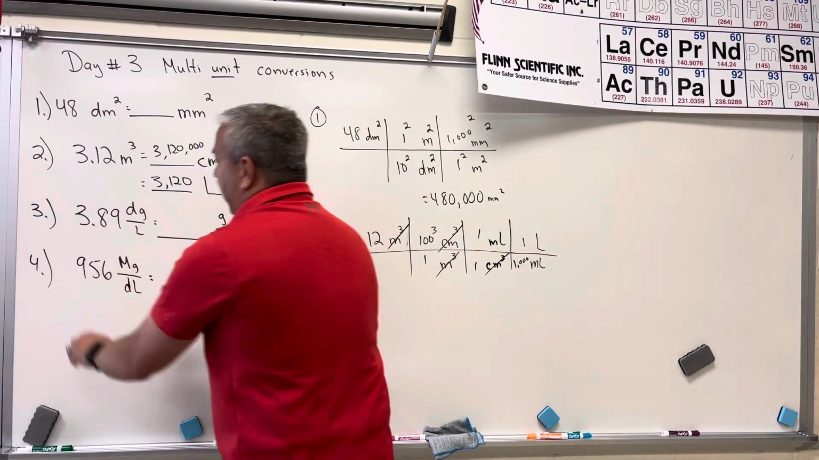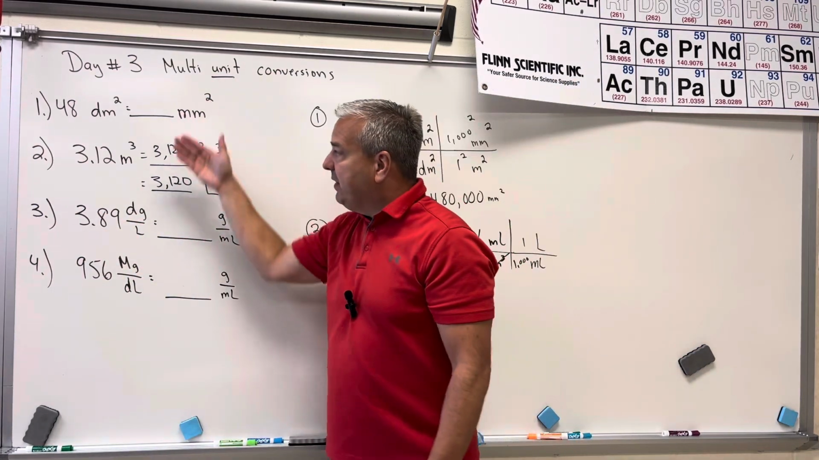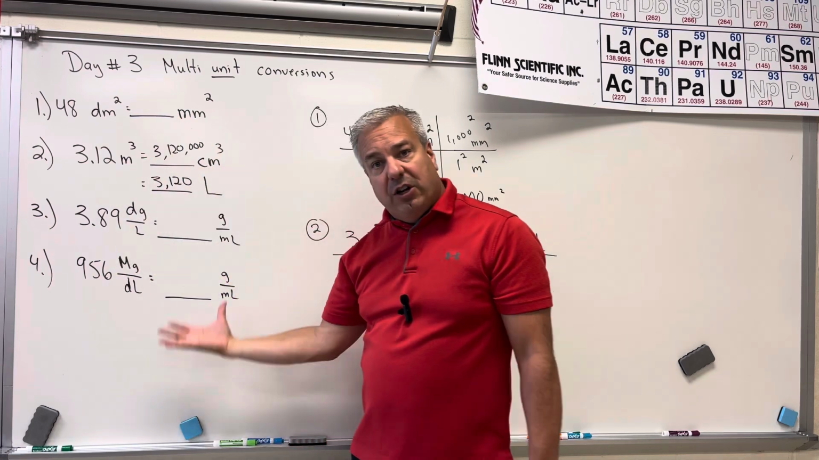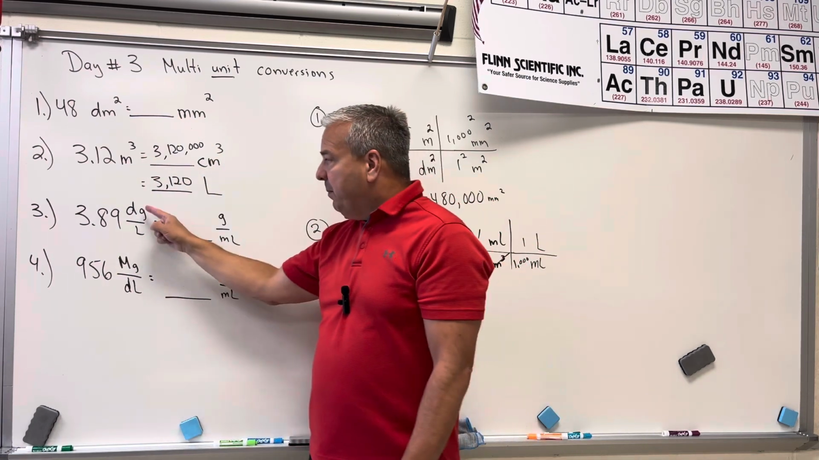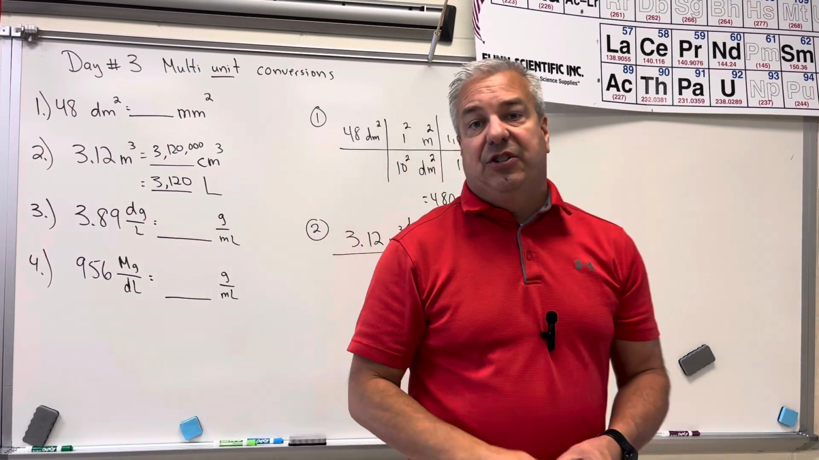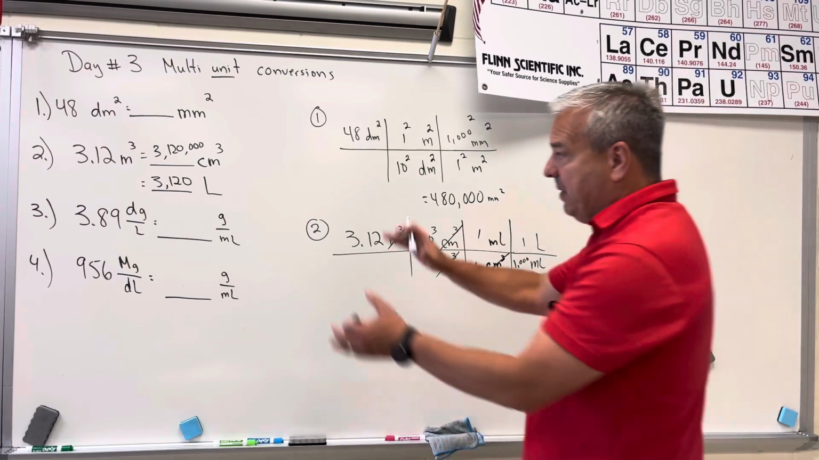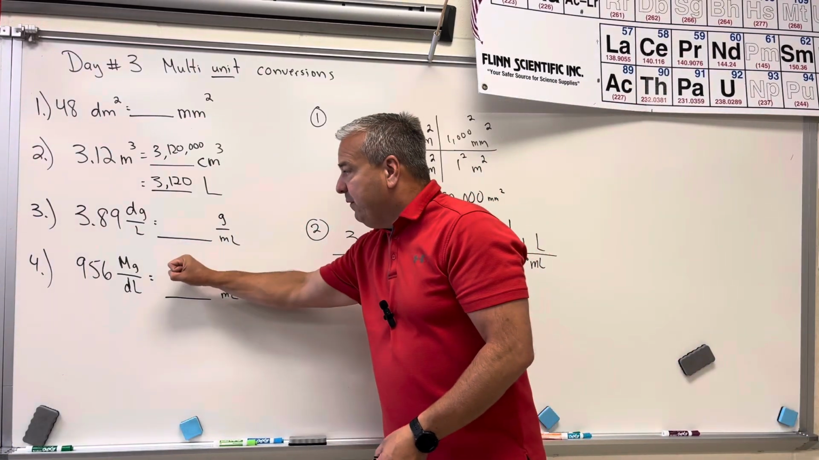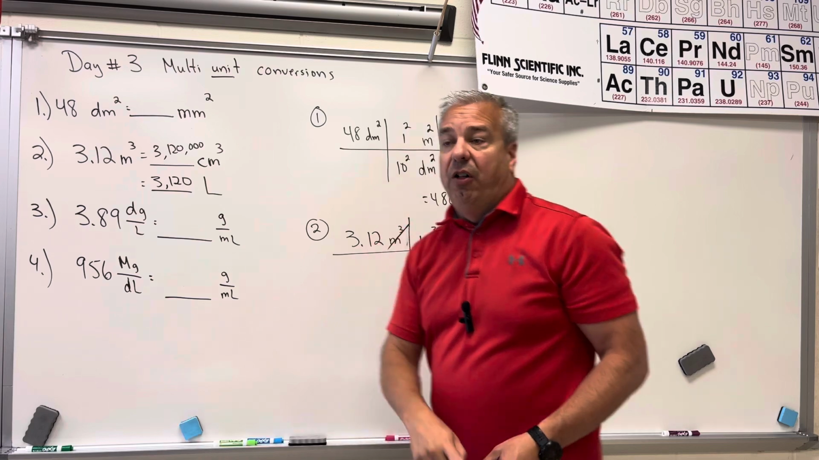Now, the last 2 problems are a little different than the previous 2 because those have squares and cubes. There's no squares or cubes in problems 3 and 4, but there is a unit in the numerator and the denominator, and I want to teach you how to handle something like that. So let me work through problem 3 with you, and then I'd like to see if you guys can try number 4 all on your own.